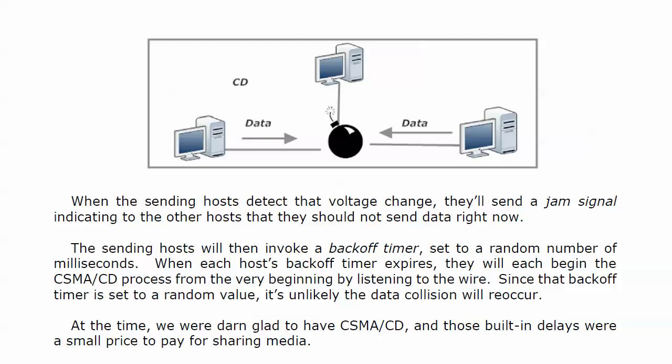When the sending hosts detect that voltage change, they go, oh man, we got a data collision. So they send a jam signal, which indicates to other hosts on that shared media that they should not send any data right now because there's a little bit of a problem. Now the sending host will then invoke a back-off timer, and that is set to a random number of milliseconds. And when each host back-off timer expires, they begin the CSMA CD process from the very beginning by listening to that wire. And since the back-off timer is set to a random value, it's very unlikely the data collision is going to occur.